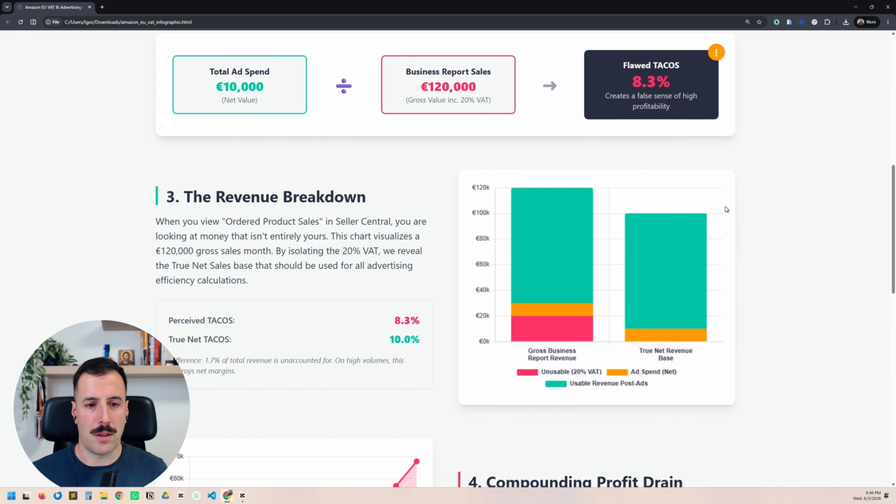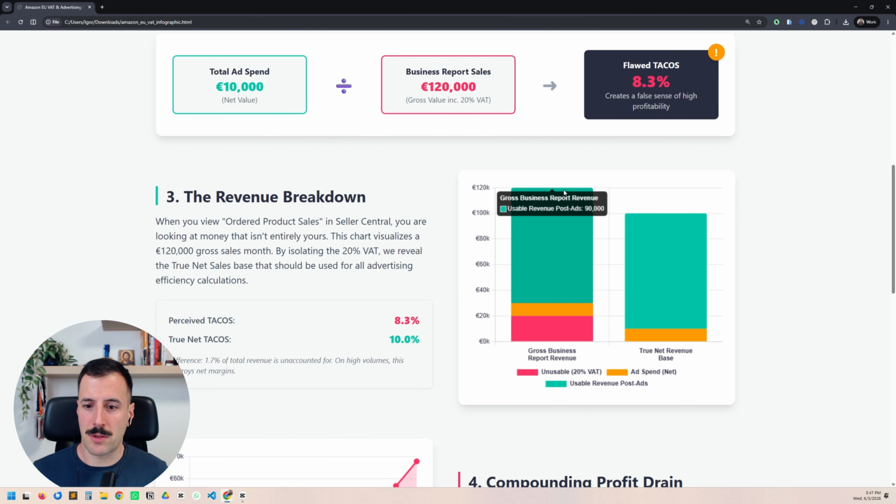So here's the breakdown of what's actually happening. When you go into your business reports and you take a look at the order product sales in Seller Central, you're actually looking at the money that you don't own. The money is there, but the VAT needs to be deducted from that. And this chart visualizes how that actually looks.